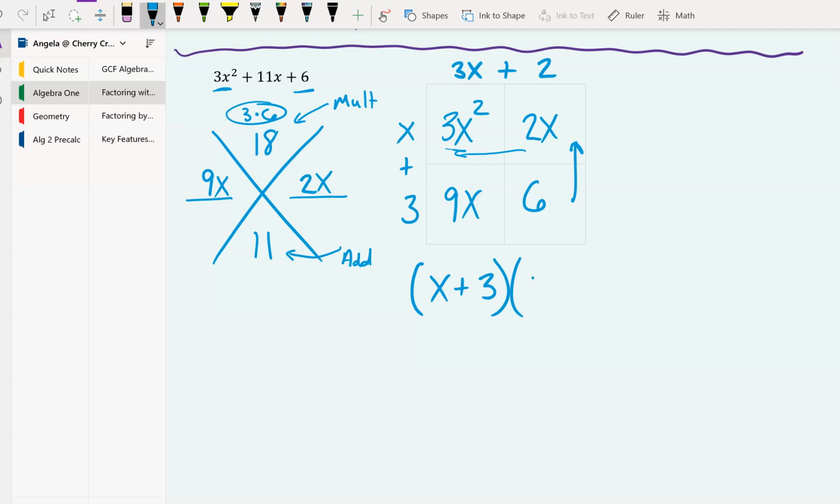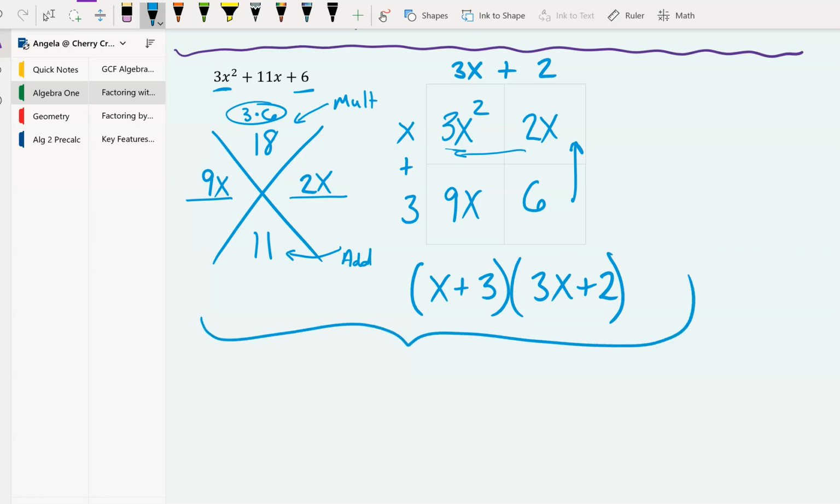times 3x plus 2. And again, this is the first step in what we're going to be moving on to next with quadratics, which is going to be some solving. So that's coming next.